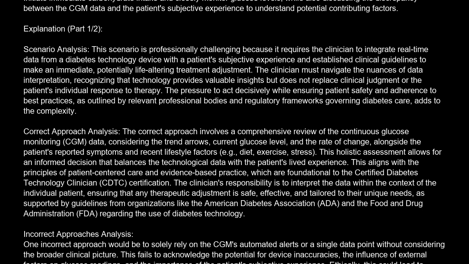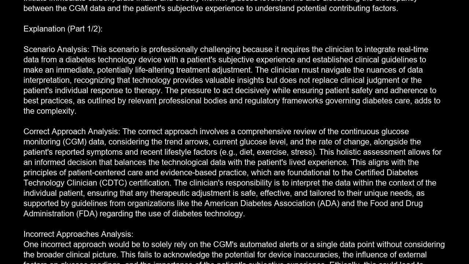This aligns with the principles of patient-centered care and evidence-based practice, which are foundational to the Certified Diabetes Technology Clinician (CDTC) certification. The clinician's responsibility is to interpret the data within the context of the individual patient, ensuring that any therapeutic adjustment is safe, effective, and tailored to their unique needs, as supported by guidelines from organizations like the American Diabetes Association (ADA) and the Food and Drug Administration (FDA). Regarding the use of diabetes technology, incorrect approaches analysis.